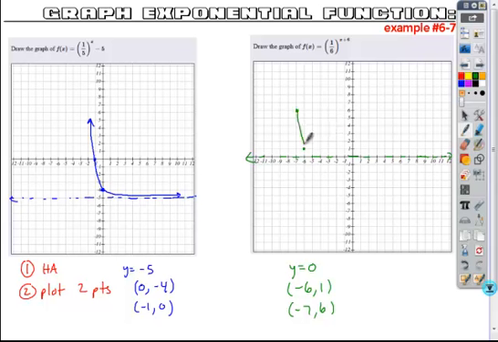And when I sketch it, again, the system will take care of the rest. But you plot that horizontal asymptote and those 2 points, and it will give you the correct graph.